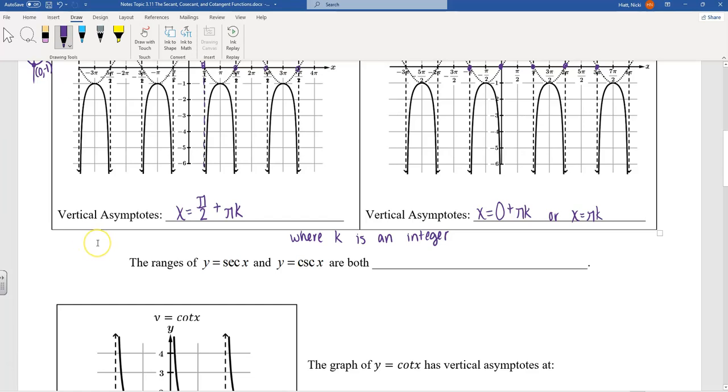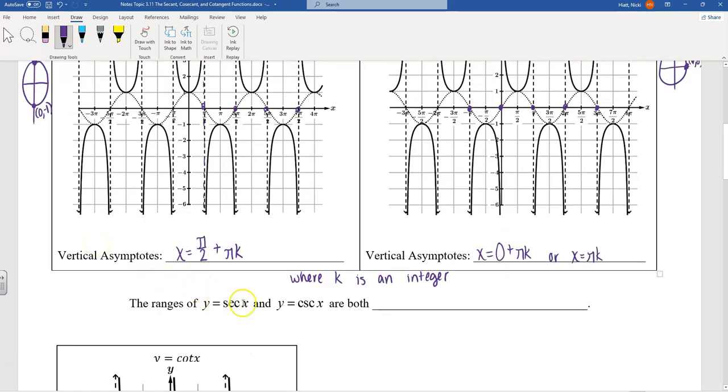Okay, now the ranges of secant x and cosecant x. So remember, ranges are our y values, right? What's our lowest y value we could possibly have on this graph? Negative infinity, right?